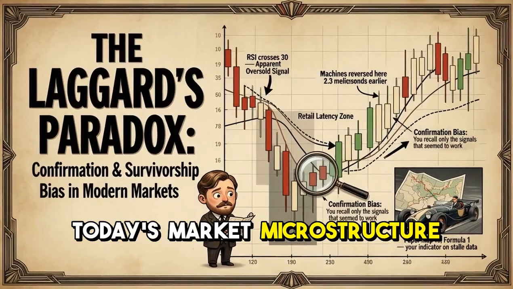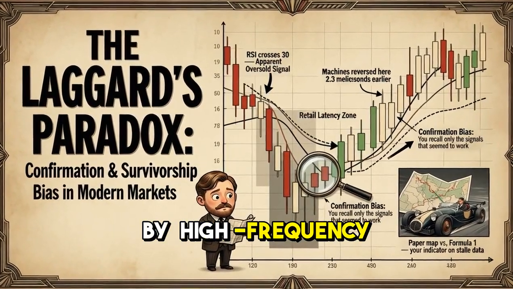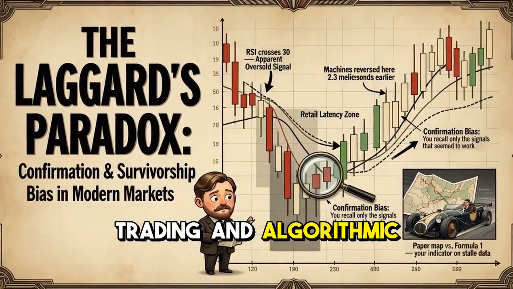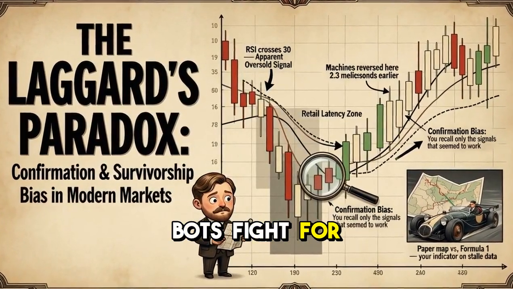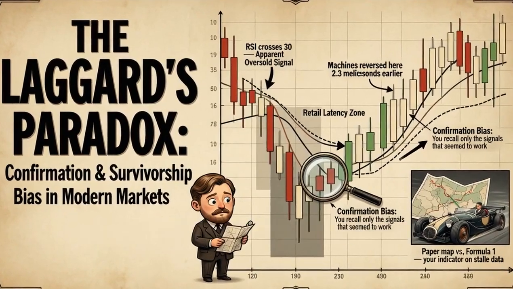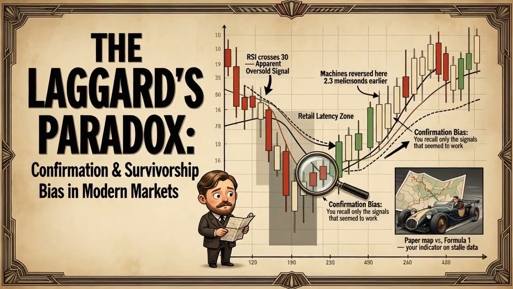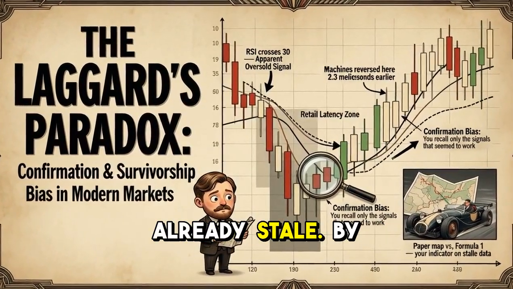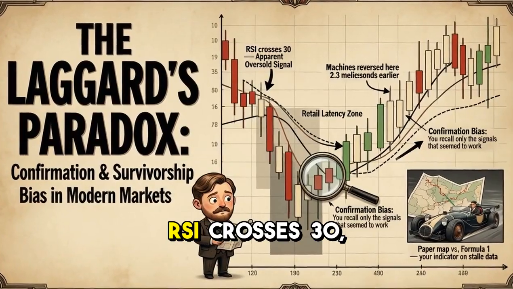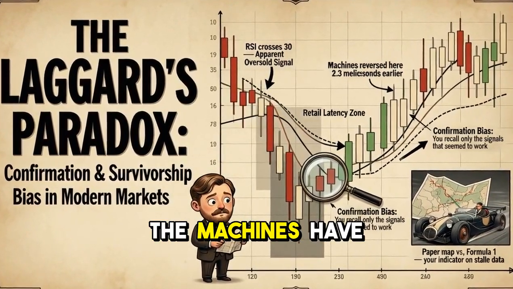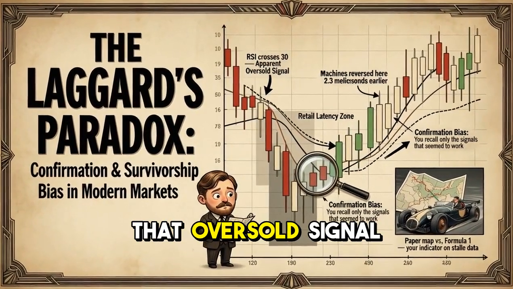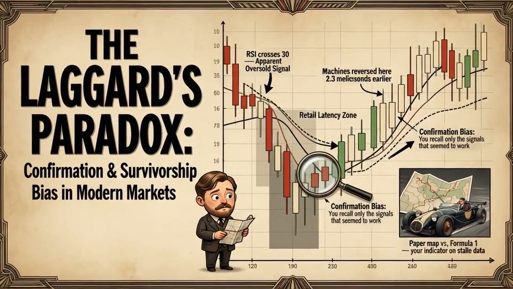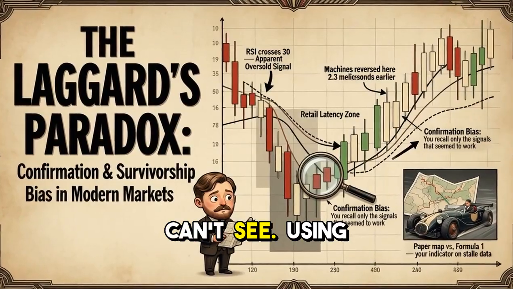Today's market microstructure has been rewired by high-frequency trading and algorithmic dominance. Bots fight for sub-millisecond advantages. Your retail indicator, no matter how carefully tweaked, processes data that's already stale. By the time your RSI crosses 30, the machines have already priced in that oversold signal and reversed. You're trading on a lag you can't see.